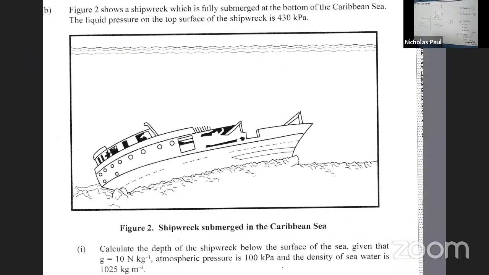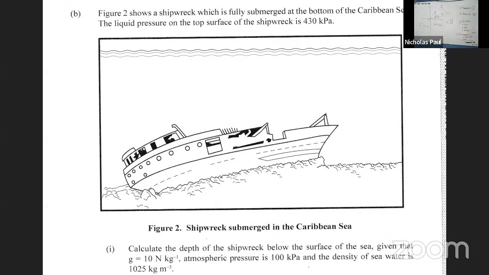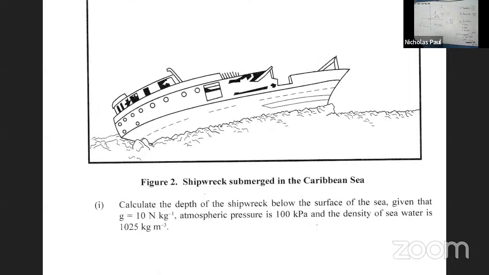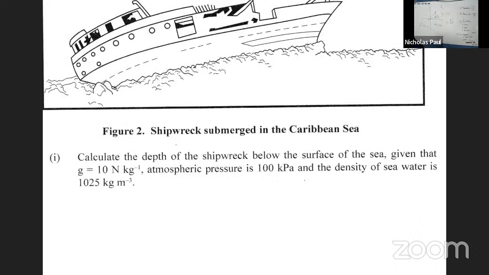Yeah. Right here, they give you a little shipwreck. A shipwreck which is submerged at the bottom of the Caribbean Sea with liquid pressure at the top surface of the shipwreck of 430 kilopascals. Calculate the depth of the shipwreck below the surface of the sea, given that g is 10, atmospheric pressure is 100, and the density is given.